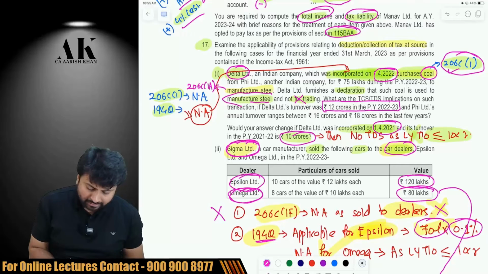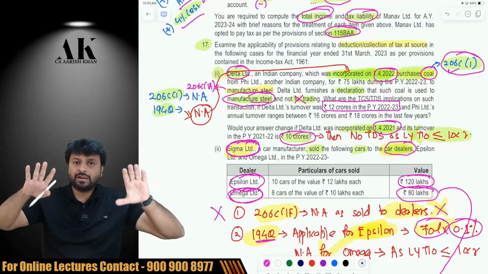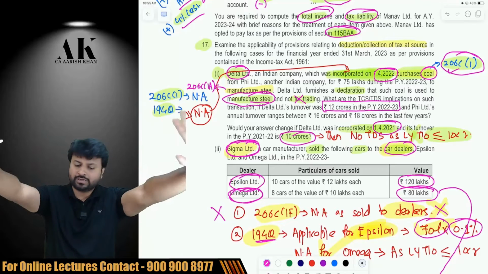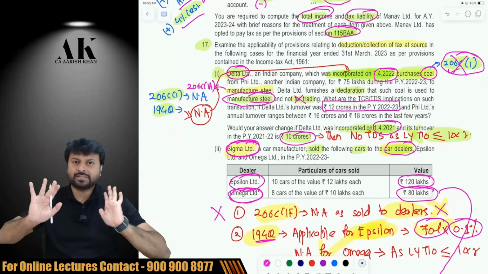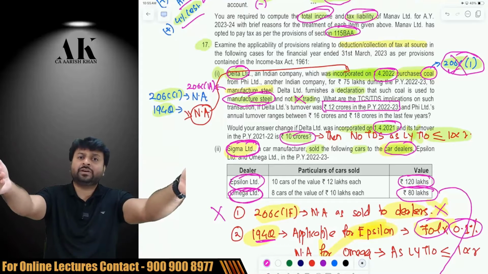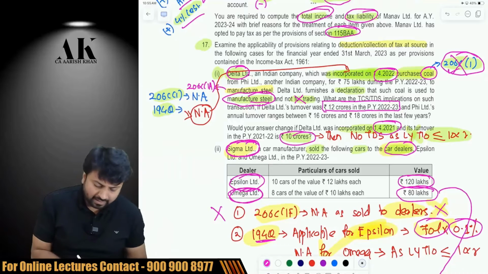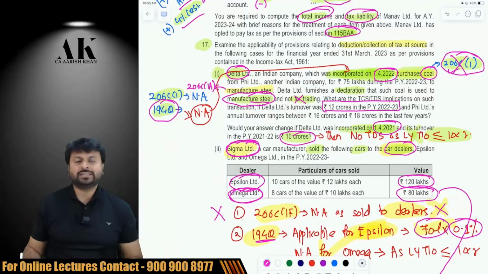Here I am saying that only. See, Delta, the buyer, is saying that I am buying the coal for manufacturing purpose. Therefore, the seller will not collect TCS under 206C sub-section 1. This is the first thing. But the law says that if the seller is not liable for TCS, then you should check whether the buyer is liable for TDS or not. The buyer under 194Q is liable for TDS or not.